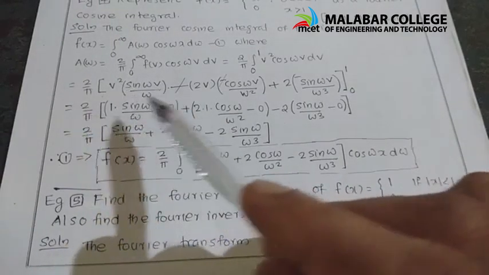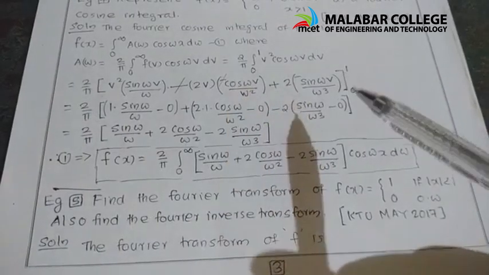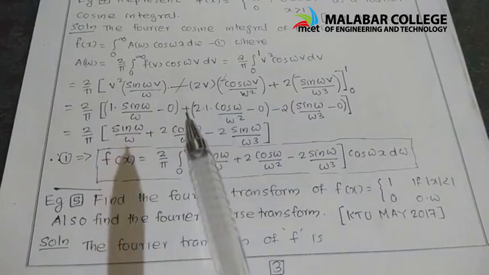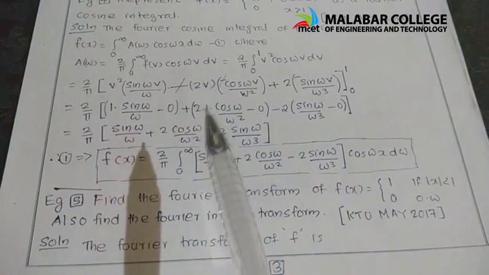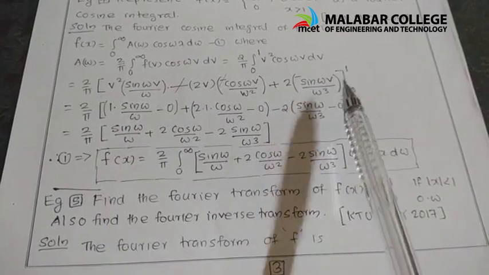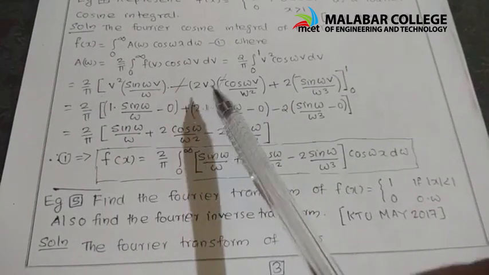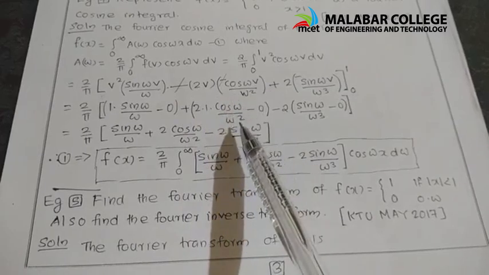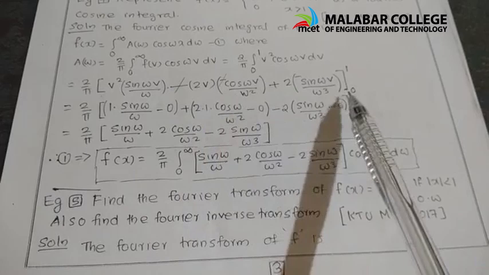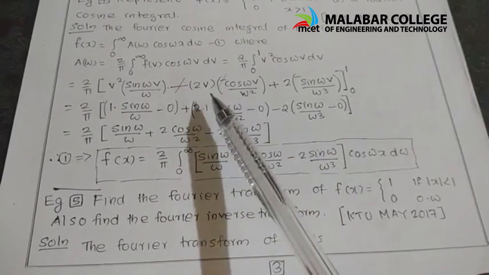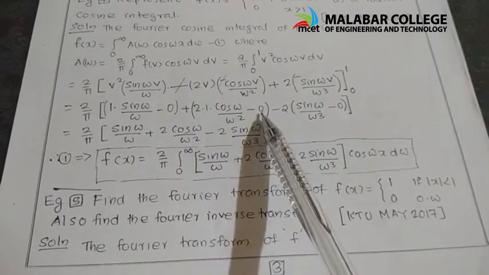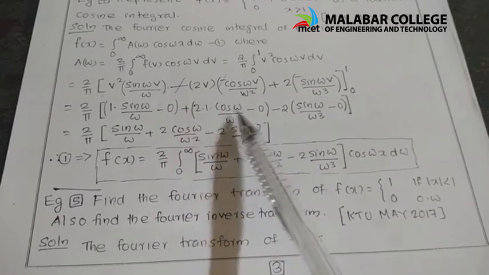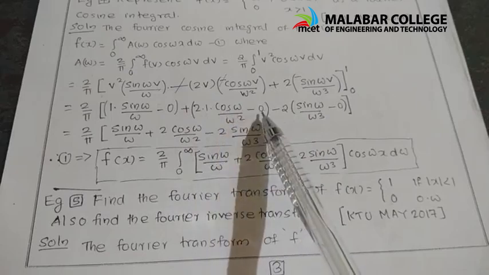So for this term I have applied upper limit 1 and lower limit 0. Then I have made this minus, and minus becomes positive here. So this is plus, and 2 I am writing here. Then I have to apply the value, the upper limit is 1 here. So 2 into 1 means 2, cos omega into 1 is cos omega, divided by omega square, minus, and if I apply the lower limit 0, 2 into 0 is 0 itself, so minus 0 will come. This complete term will be 0. So when I substitute the upper limit, I get this, and if I substitute the lower limit, I get 0 here.